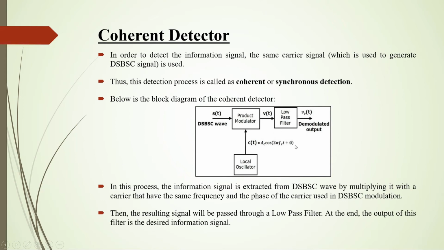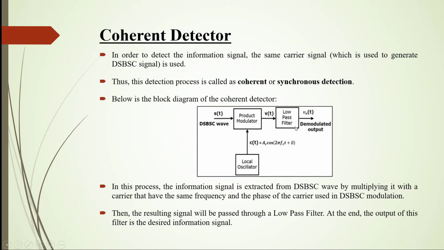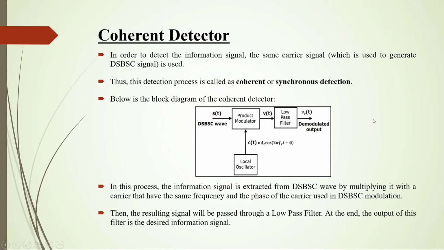In order to extract the information signal from the SBSC wave, we need to multiply it with the local oscillator that has the same frequency and phase as the carrier used in the SBSC modulation. The output is then passed through the low pass filter so that we can get the desired output. So that's the general idea of the coherent detector.